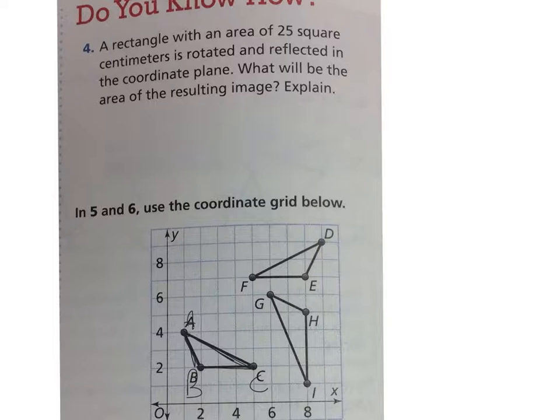So if we look at the do you know how number 4, a rectangle with an area of 25 square centimeters is rotated and reflected in the coordinate plane. What will be the area of the resulting image? It would actually also be 25 square centimeters because we just rotated it and reflected it. It's still going to be the same size, and so it's still going to have the same area.